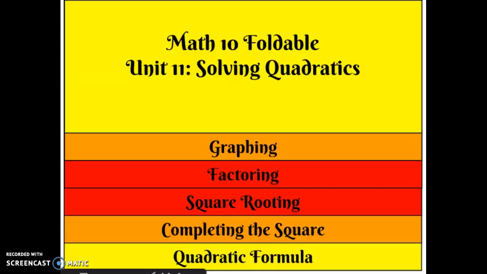Okay, today we're going to talk about the third tab in our foldable, known as square rooting, and what we're doing is basically solving quadratic functions by square rooting. So we're going to have 5 total examples, and we'll go ahead and get started.